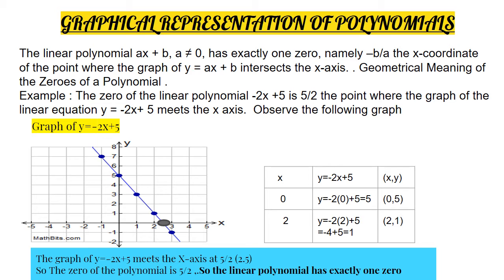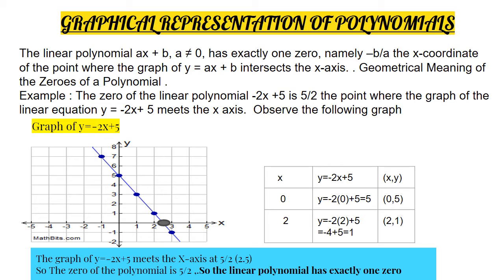Now observe here, ax plus b, where a is not equal to 0, has exactly 1 zero, namely minus b by a, the x coordinate of the point where the graph y is equal to ax plus b intersects the x-axis. So this is the geometrical meaning of the 0 of a polynomial. To understand this, we can observe one example here. The 0 of the linear polynomial minus 2x plus 5 is 5 by 2. It is the point where the graph of the linear equation y is equal to minus 2x plus 5 meets the x-axis.